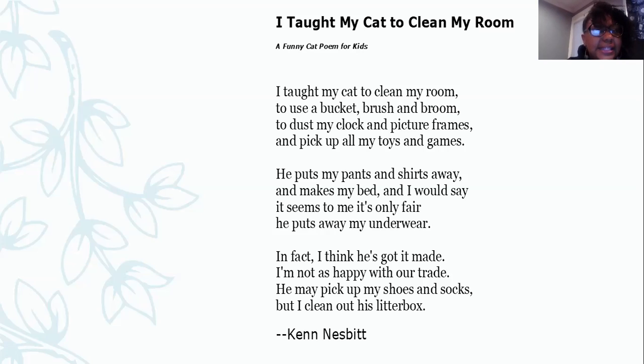I taught my cat to clean my room, to use a bucket, brush, and broom, to dust my clock and picture frames and pick up all my toys and games. He put my pants and shirts away and makes my bed, and I would say, it seems to me it's only fair he puts away my underwear. In fact, I think he's got it made. I'm not happy with our trade. He may pick up my shoes and socks, but I clean his litter box.